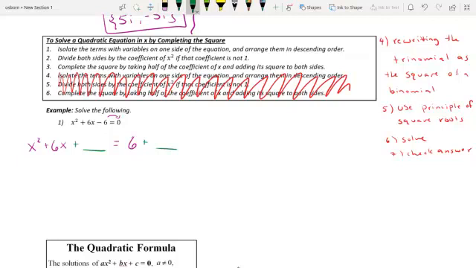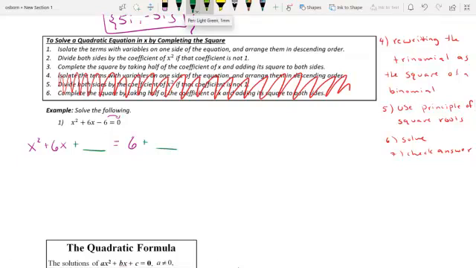It's to remind me that I'm going to add something to both sides of the equation. Now here, you don't have to divide anything as far as the coefficient of x squared, because the coefficient of x squared for this particular problem is 1. Alright, so now you're going to complete the square by taking half the coefficient of x and adding its square to both sides.